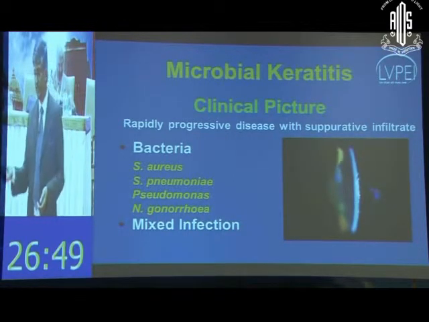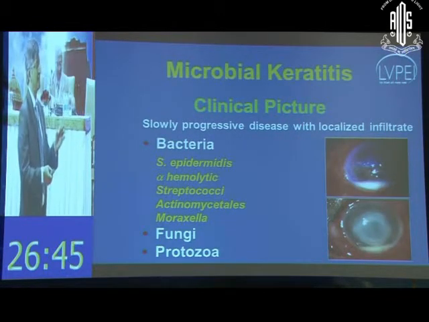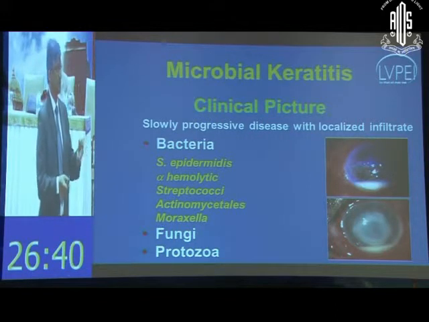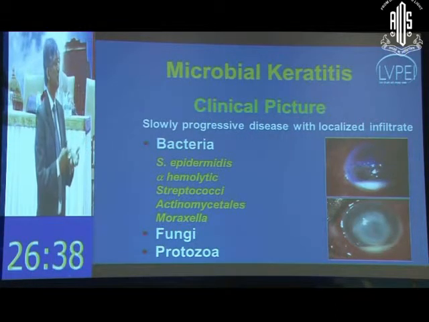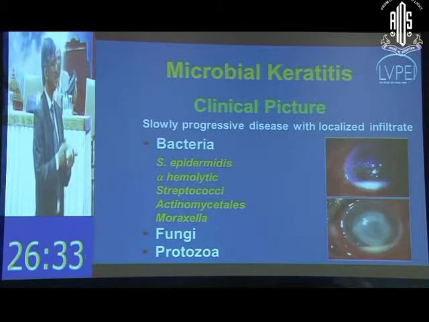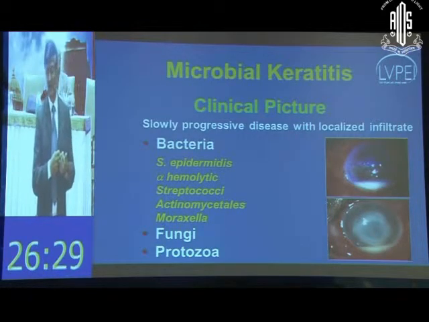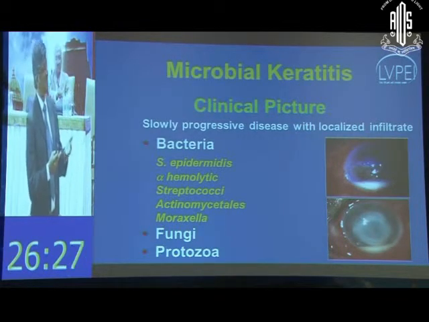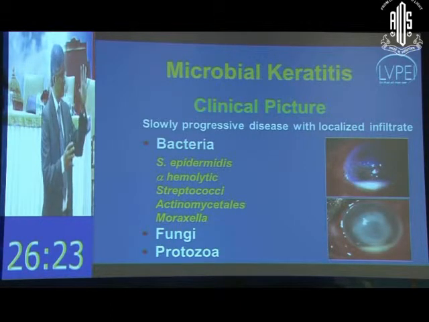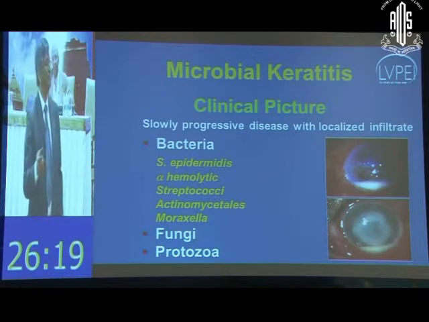However, if you are dealing with a slowly progressive disease with a localized infiltrate, it is more likely to be a low virulent pathogen. Which are the low virulent pathogens? Fungi, parasites, and some of the bacteria such as Nocardia, atypical mycobacteria, Staph epidermidis, Corynebacterium. So these are the group of organisms that should come in the differential diagnosis if you have a history of weeks or months.